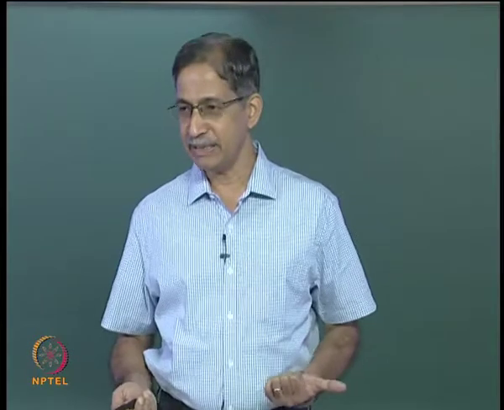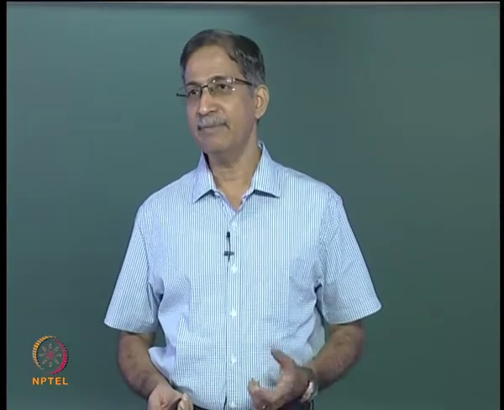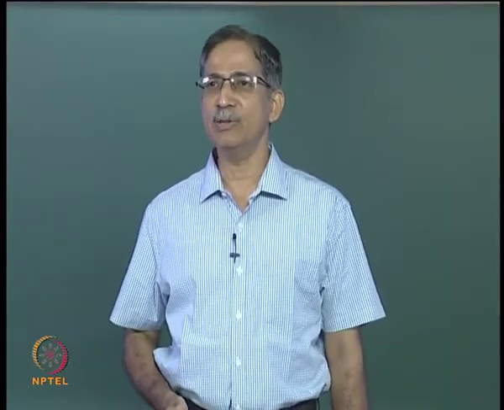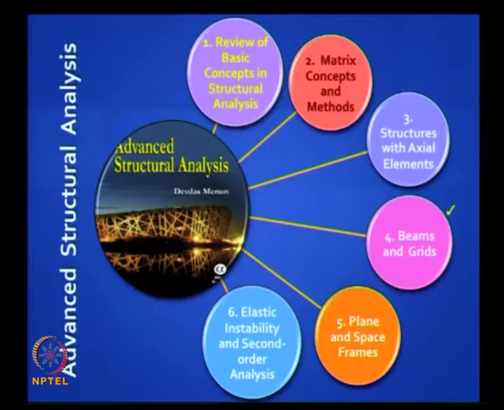As you know, the grid element is different from the beam element in that you have an additional degree of freedom. You have the angle of twist, and the corresponding force is the twisting moment or torsion. This is covered in the chapter on beams and grids in the book.